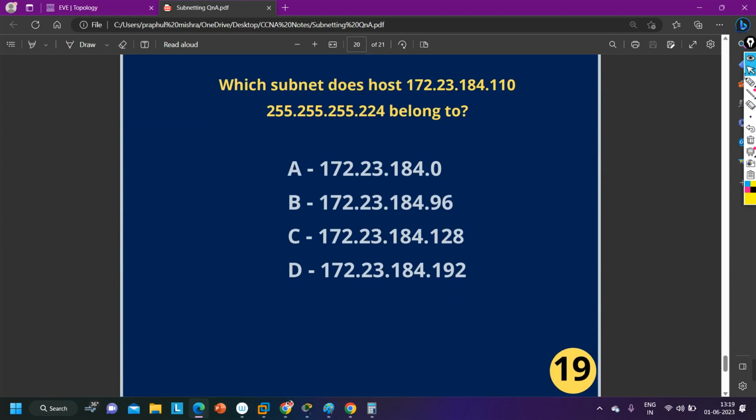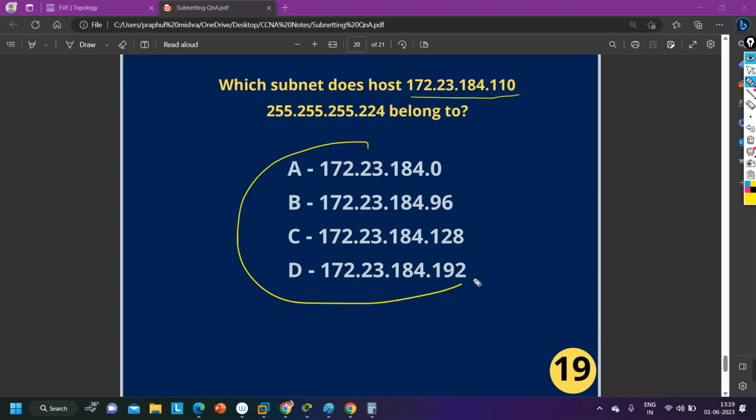After that, which subnet has the host 172.23.84.110? It is asking which of these networks this IP address belongs to. Again we need to find the block size, and this time the block size will be 32.